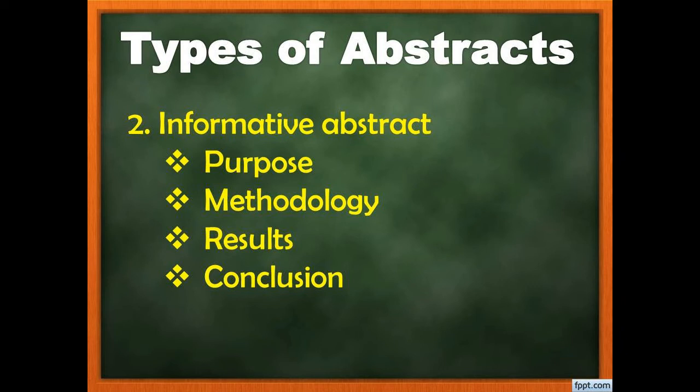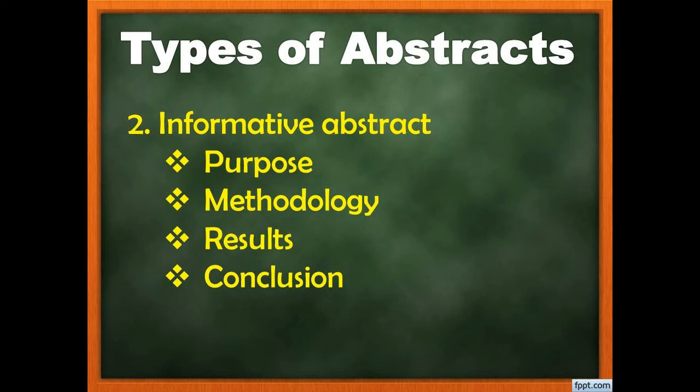The purpose section of an informative abstract should state either the reason for or the primary objectives of the experiment or investigation. The purpose section of an informative abstract might also contain the hypotheses of the experiment.